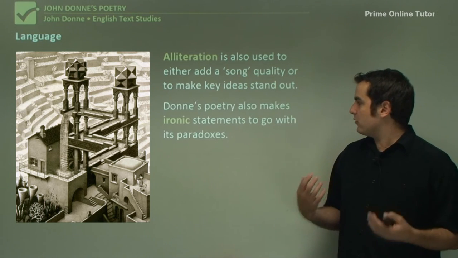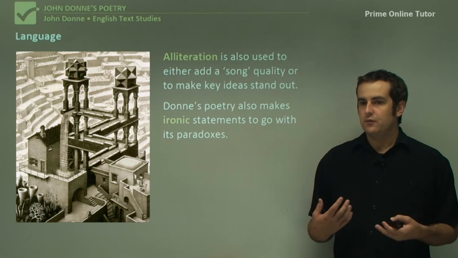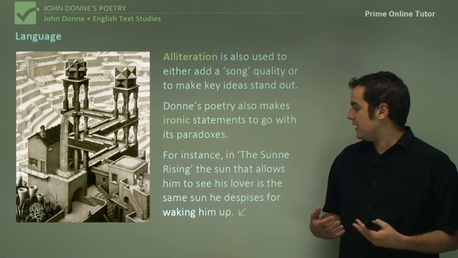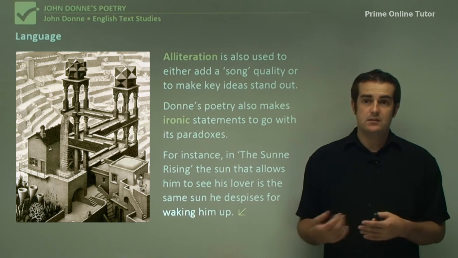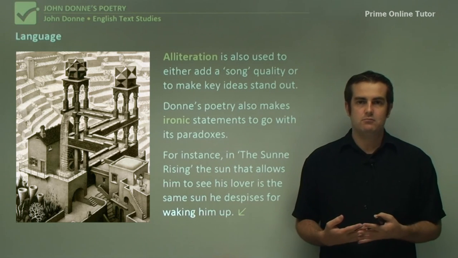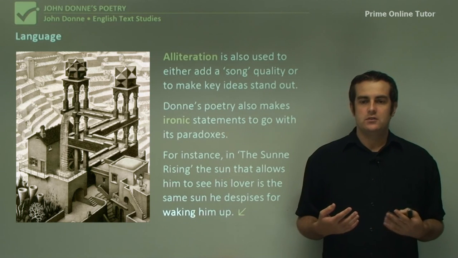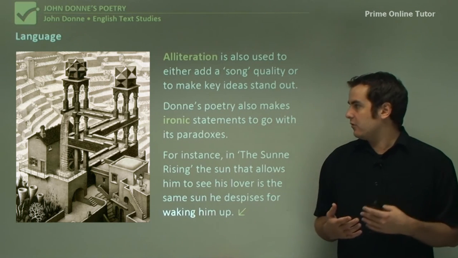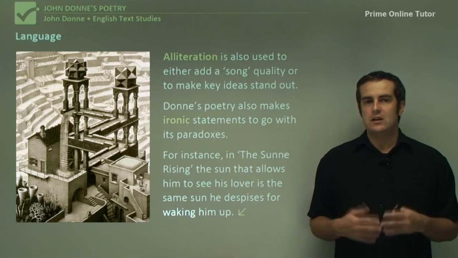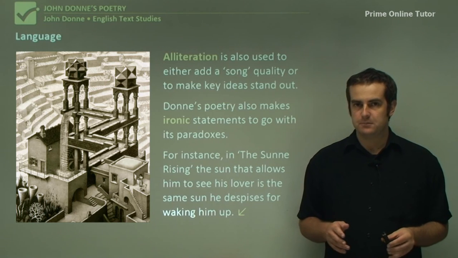It makes a number of ironic statements to go with the paradoxes. For instance, in The Sun Rising, the sun is the same thing that allows him to see his lover, and is the same thing which he basically despises because it's ruining his night with her. So those ironic statements and paradoxes are linked together, and it's one of the witty and clever uses of language that he specialises in.